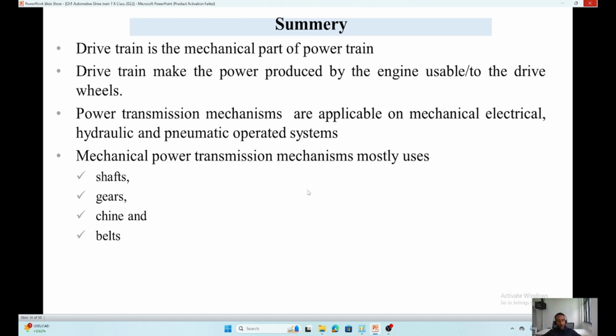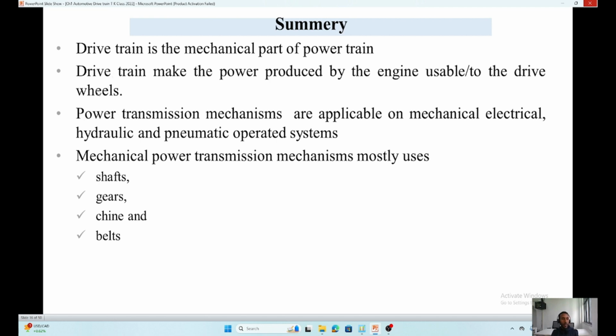Okay, now let's have a summary of this first video. Today we focused on the power transmission mechanism. If you remember, the drivetrain is the mechanical part of the powertrain, which means the drivetrain is one part of the powertrain, and the drivetrain makes the power produced by the engine usable at the drive wheels, because somewhere the power is generated.